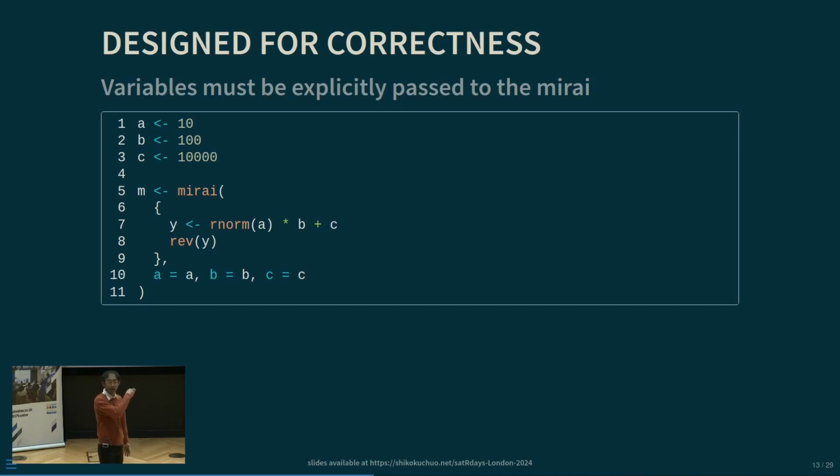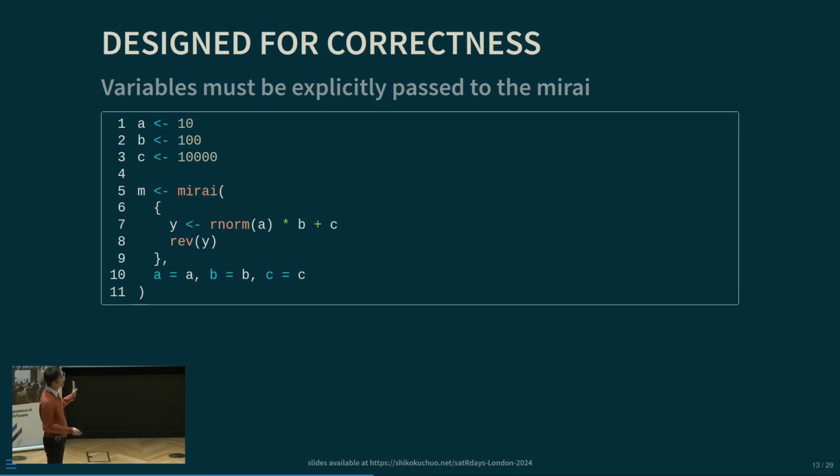So you might have A, B, and C already defined in your environment, but if you look at the expression that you're asking the Mirai to perform, A, B, and C are not defined there. Only Y is actually defined. So we have to tell the Mirai that A equals A, B equals B, C equals C. So we're requiring this level of explicitness to make sure that your code is always correct.